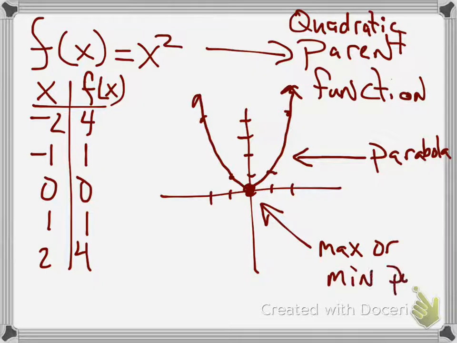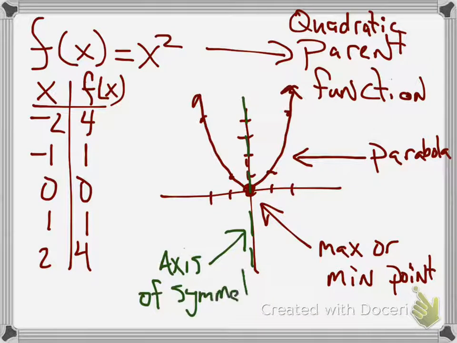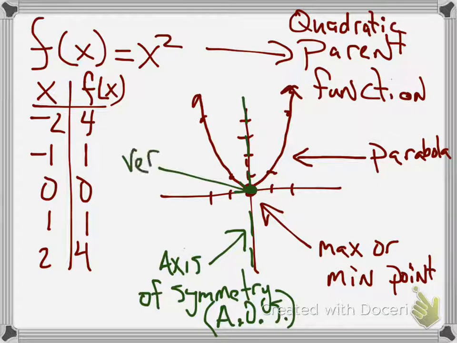Every parabola has a max or min point, which is located at what is called the vertex. The vertex gives you a max or min value point, and it gives you an axis of symmetry. The axis of symmetry is a vertical line that would cut the graph in half and give you two equal halves. If you were to fold it there, they would fold on top of each other. This all occurs at the vertex.